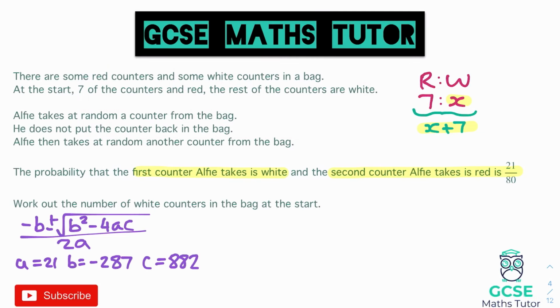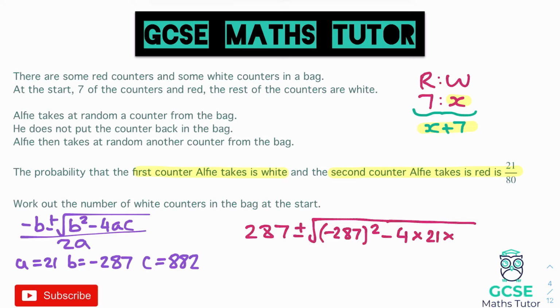So we've got minus the b, which is going to turn that negative 287 into 287, plus and minus the square root of b squared, now that's negative, so we'll put minus 287 in brackets squared. Obviously when you square it, it's going to become positive anyway, so we could just put the positive version in. Take away 4 times 21 times the 882 all over two lots of a, so 2 times 21. Now we're going to get the one where we do the positive and the one where we do the negative. Let's type them both in.